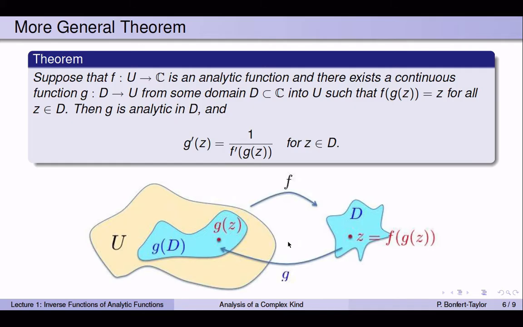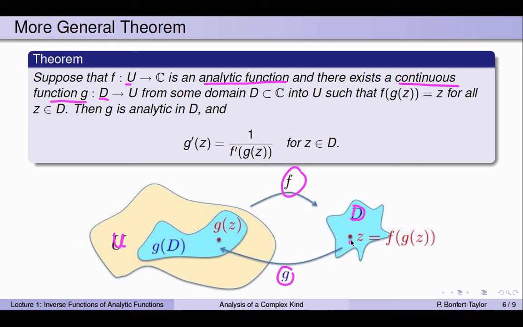Here's the more general theorem. Suppose that f is an analytic function defined on some set u. So here I drew u down here, and f is this function, and it maps u into the complex plane. And suppose there exists a continuous function g. It's this one down here, that's defined on some domain d. This is my d. And maps d into u. It doesn't have to go onto u, but somehow into u. So here I drew g of d.